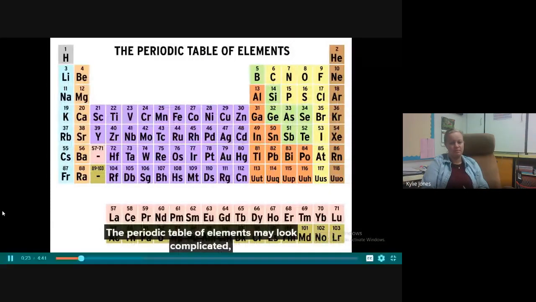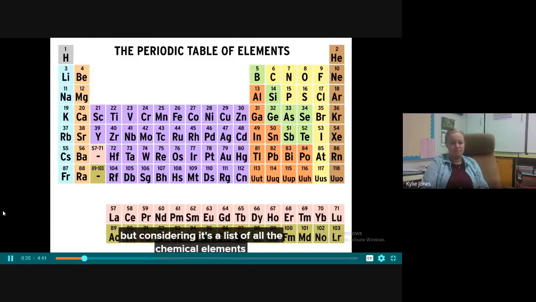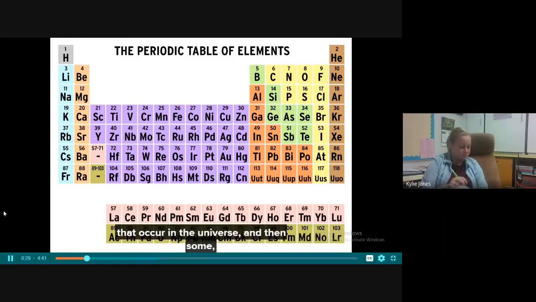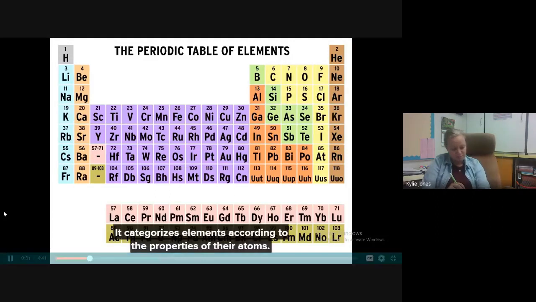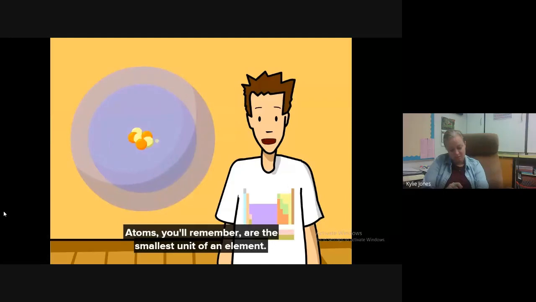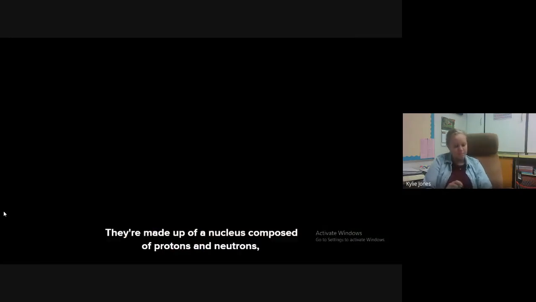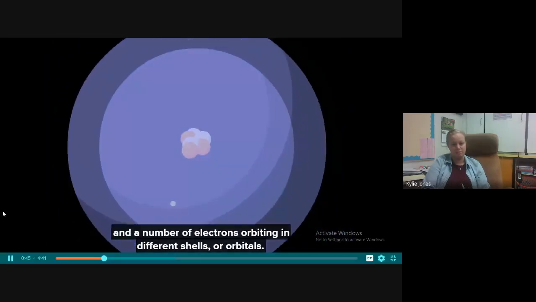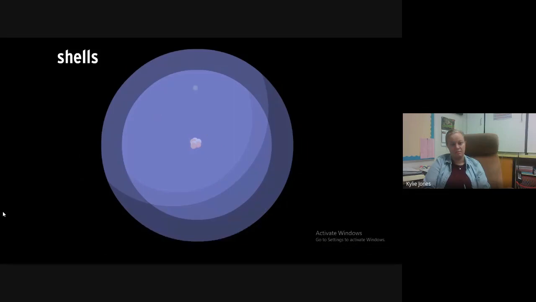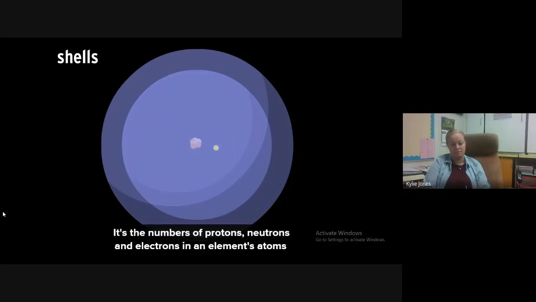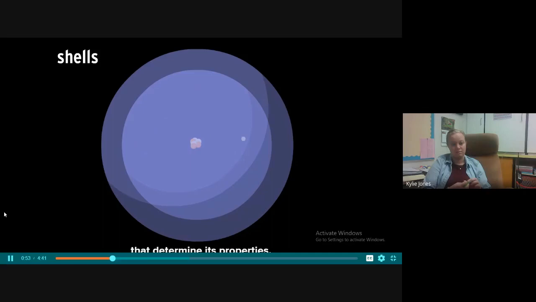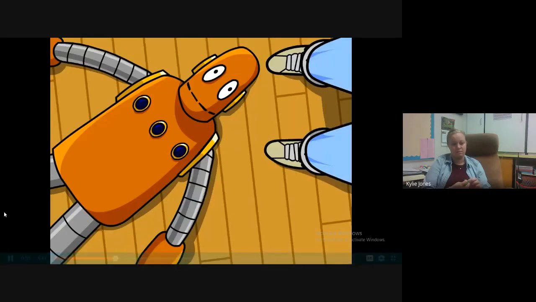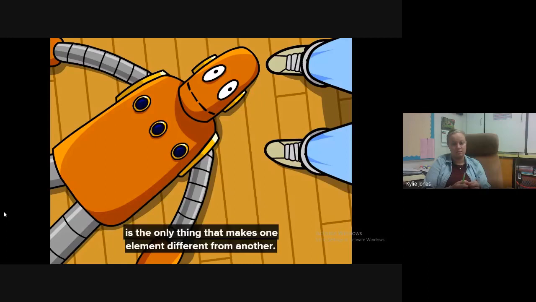The periodic table of elements may look complicated, but considering it's a list of all the chemical elements that occur in the universe, and then some, it's actually pretty simple. It categorizes elements according to the properties of their atoms. Atoms, you'll remember, are the smallest unit of an element. They're made up of a nucleus composed of protons and neutrons, and a number of electrons orbiting in different shells, or orbitals. It's the numbers of protons, neutrons, and electrons in an element's atoms that determine its properties. That's right, Moby. The configuration of these 3 particles is the only thing that makes one element different from another.